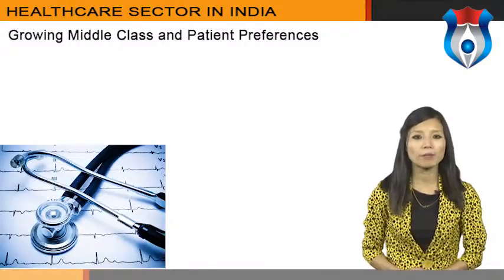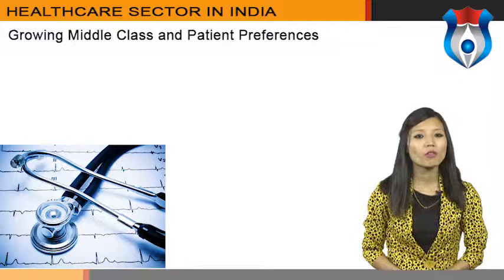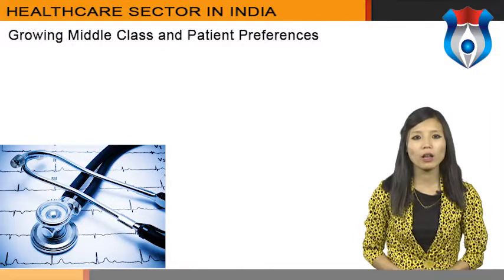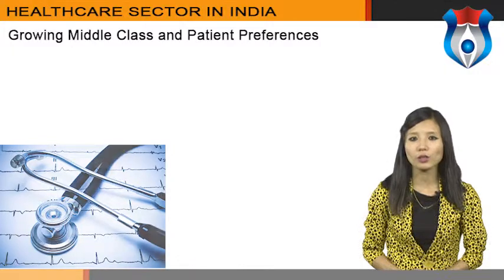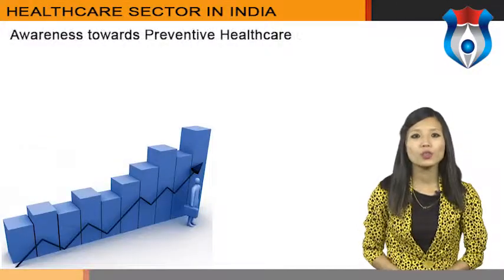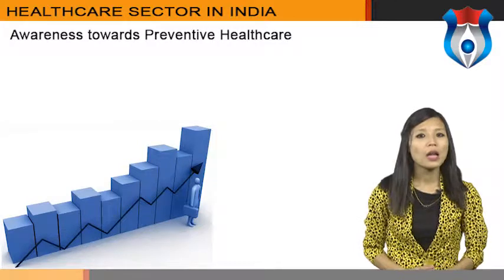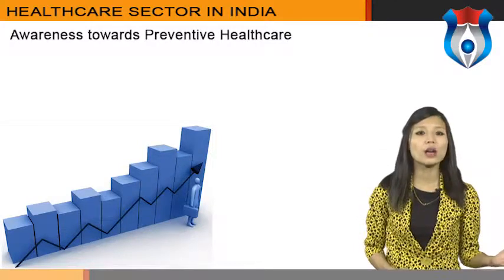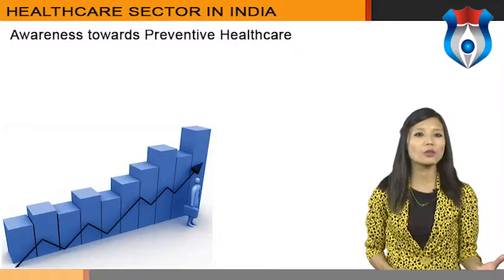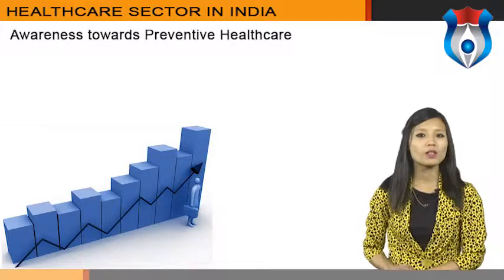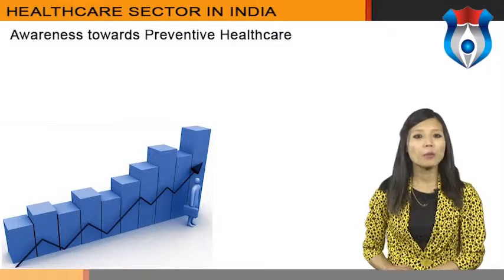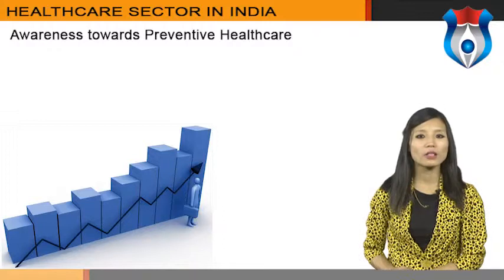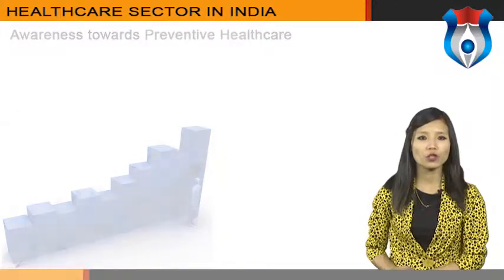Growing middle class and patient preferences. There is a favorable increase in the percentage of working class population from 32% in 2006 to 36% in 2016. Awareness towards preventive healthcare. Increasing health consciousness among common people has created avenues for preventive healthcare. Hospitals have started witnessing a number of patients who visit for health checkups as a preventive measure.